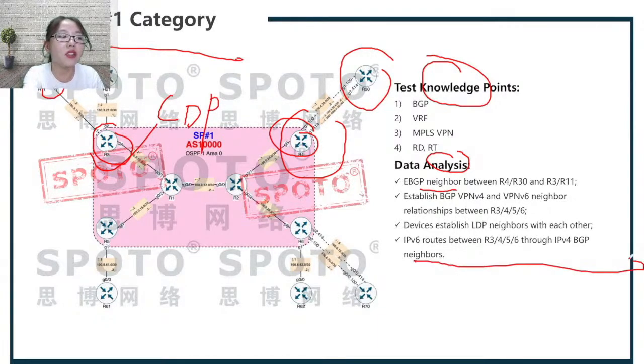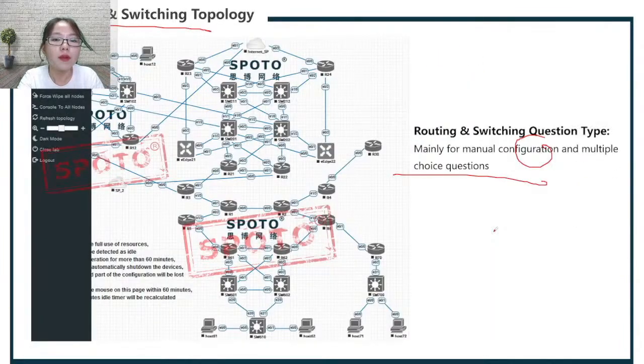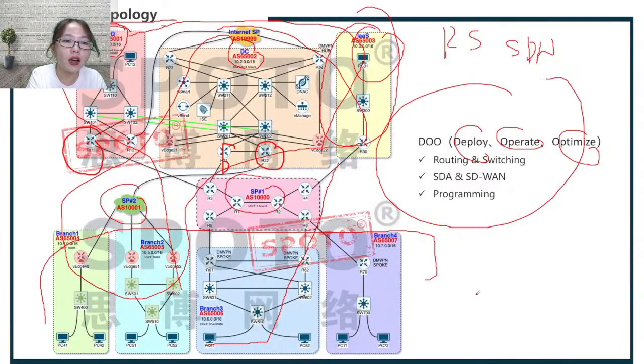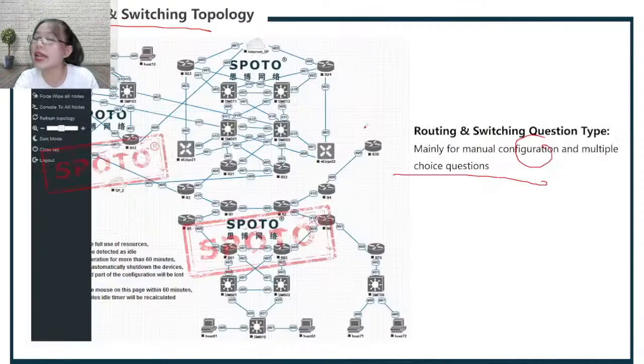So in this part, you must know this knowledge. Okay, so there is a requirement about PC11 in this part, and it can access the router 30. Okay, so let's see it.